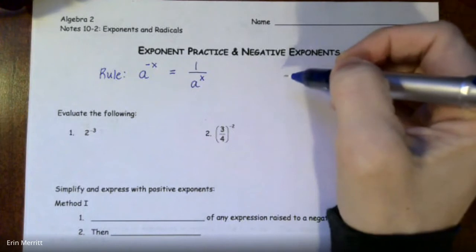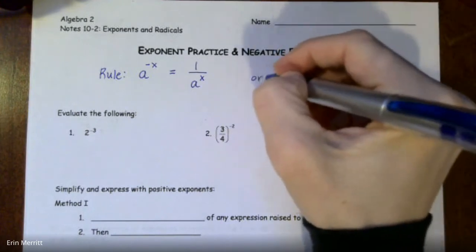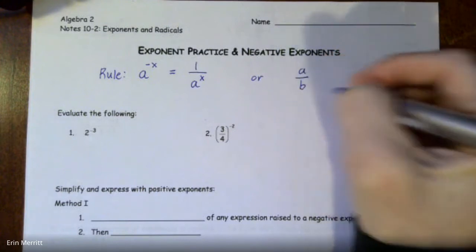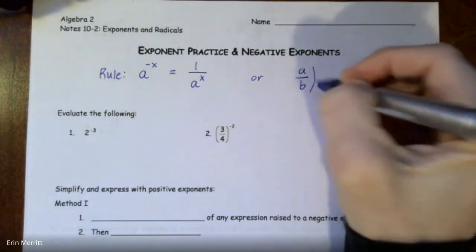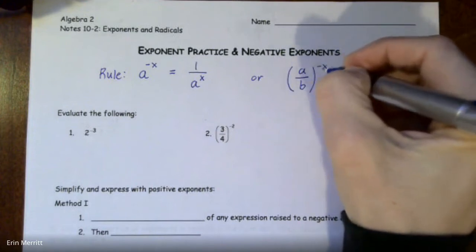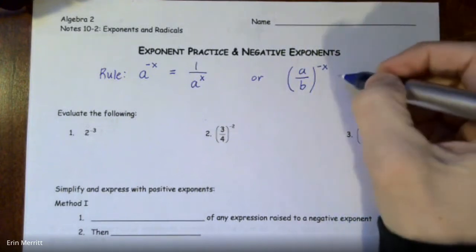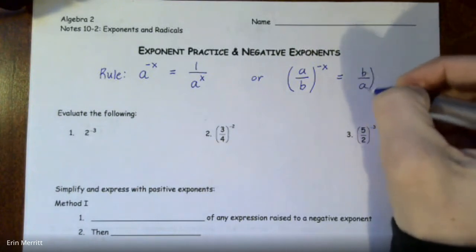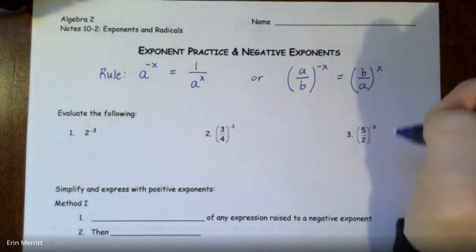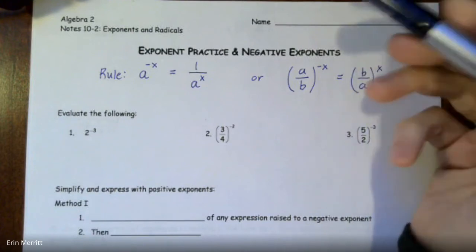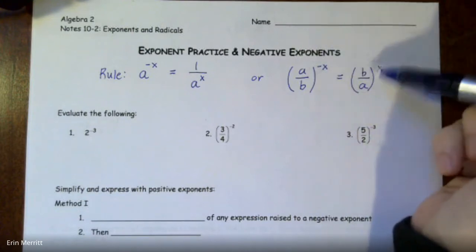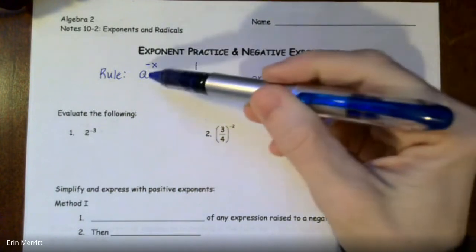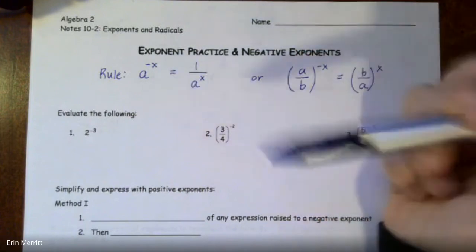Now, the second way I'm going to write this is that sometimes it's already in fraction form. So let's say we have a over b, raised to the negative x power. If you already have it in fraction form, you're actually allowed to flip that fraction over. So b over a, and now it would be raised to the positive x. So if it's already in a fraction, you're allowed to just flip the fraction over and raise it to that power, because this is the reciprocal.